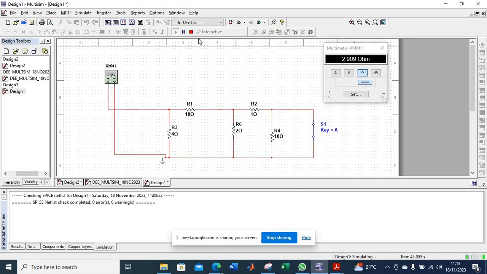So ladies and gentlemen, I don't know whether there is any question, but that is how you can measure resistance in Multisim using a multimeter and by selecting the ohmmeter.